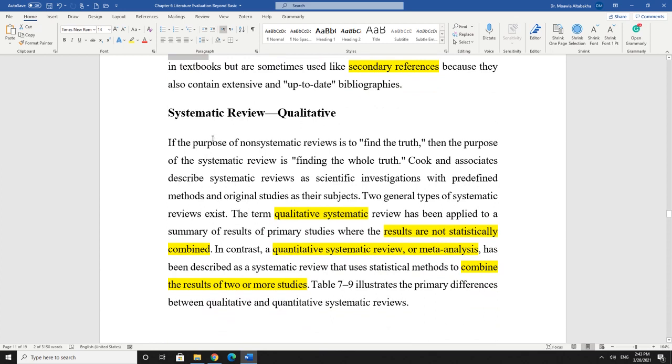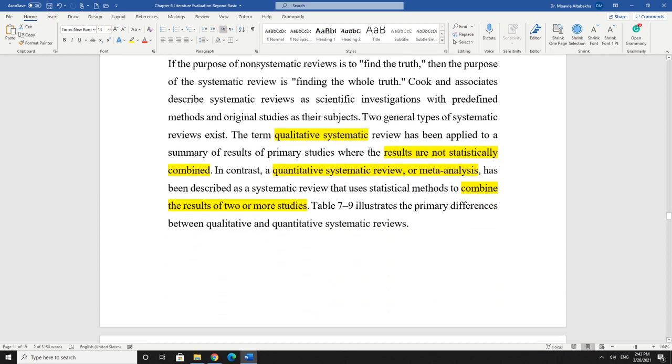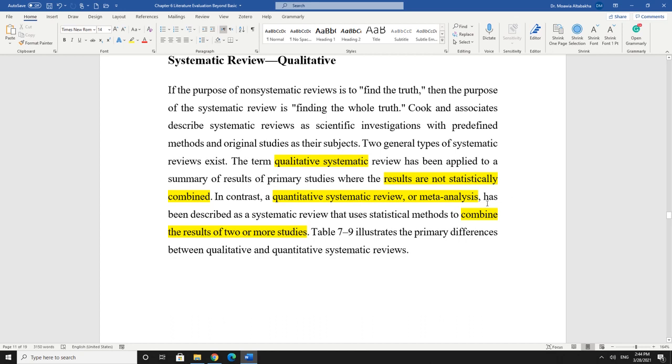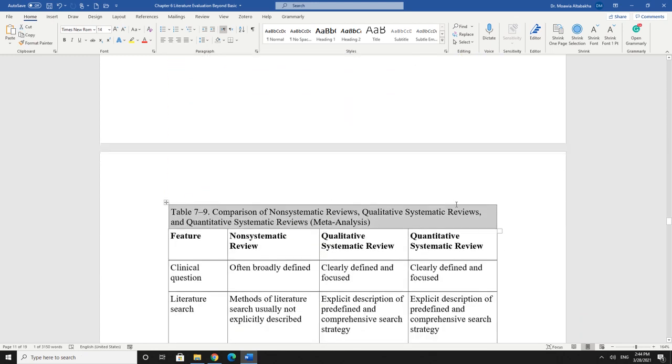Regarding the systematic reviews, I told you that in the qualitative systematic reviews, the results are not statistically combined. For the quantitative reviews, they are put together and then analyzed. Meta-analyses are very useful when the published clinical trials have contradicting results, or the sample size in them is small. In this case, the meta-analysis comes and makes them stronger by combining the results together.